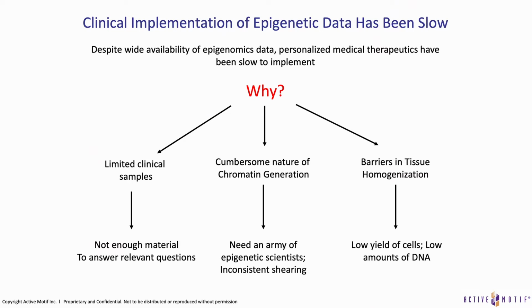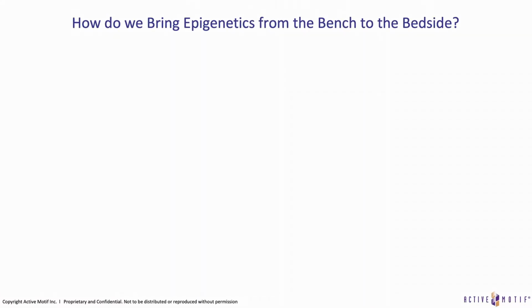So all of these issues have become major problems in terms of implementing epigenetics into the clinical space. And part of this project is hoping to standardize a pipeline that makes clinical tissue processing faster, more standardized, and consistently reliable so that we can ask high impact epigenetic questions and understand how we can more accurately target these disease states. So how do we bring epigenetics from the bench to the bedside?